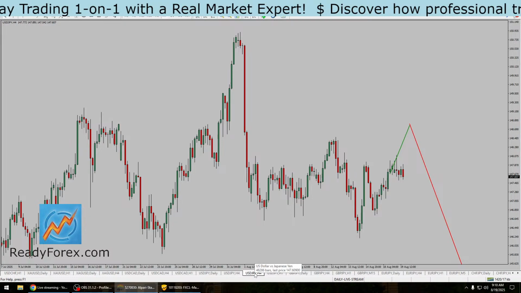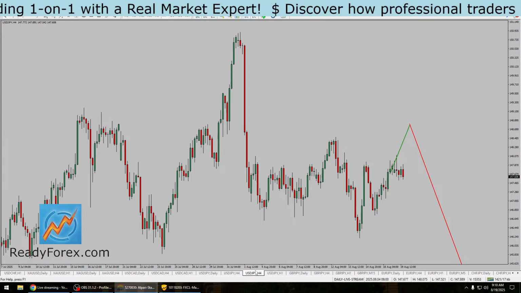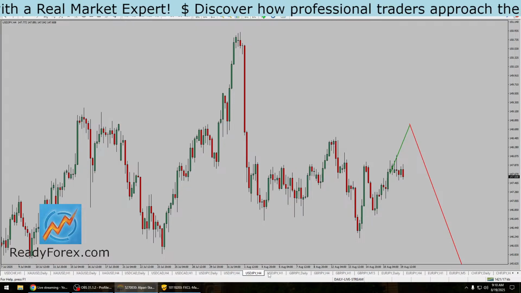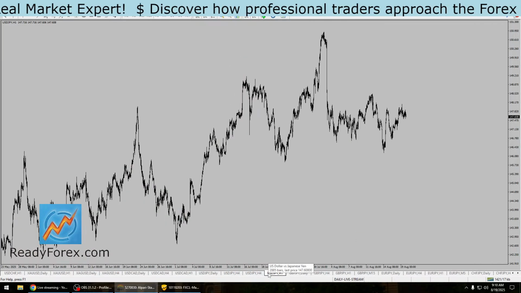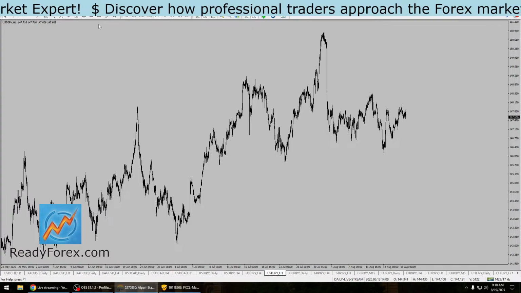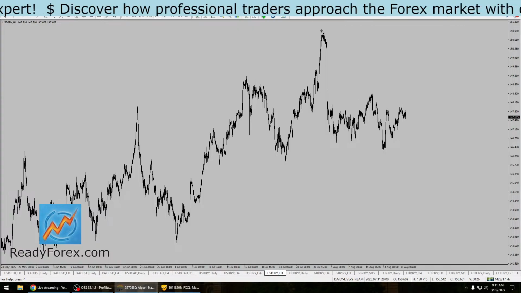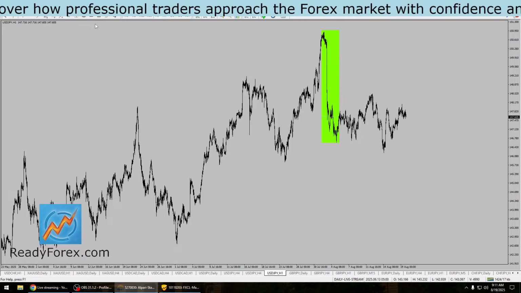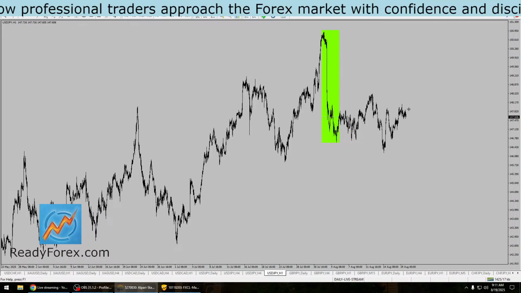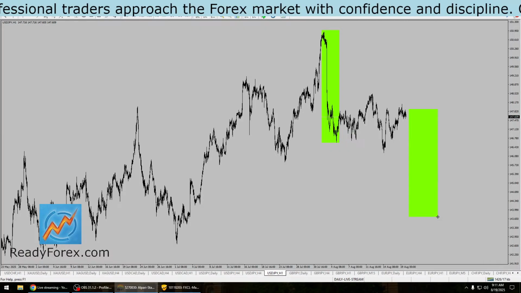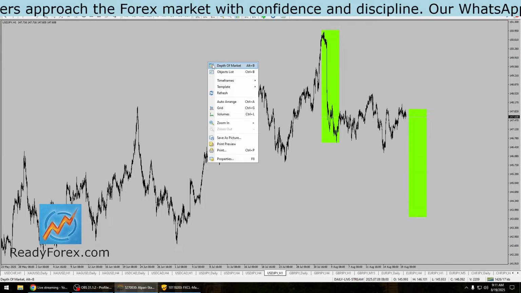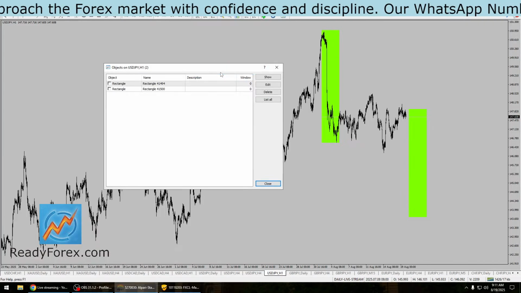Next, let me show you another thing. So same scenario. Okay, so we got this big washout basically to the downside. And then the market turned sideways, so I expect another bearish flag. Let me change the color.